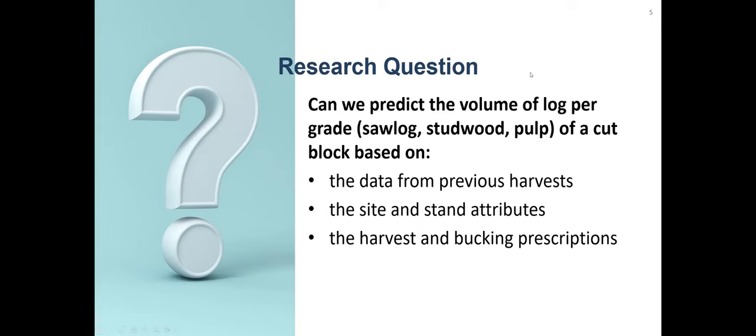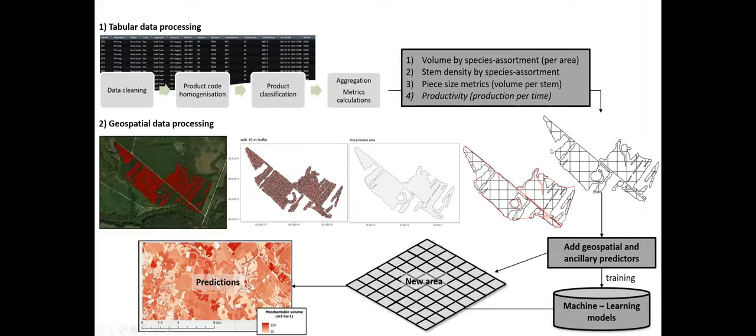So for this proof of concept, what we're trying to do is develop predictive models on volumes of logs or certain log characteristics that are based on our harvester data solely and then predicted from a suite of easily available geospatial predictors, ancillary predictors, or whatever source of data we can get our hands on that doesn't require going into the field. The data we are using came from a private company. We got data from 30 different contractors working for this company. All the data is from clear cuts in New Brunswick, or actually there was more than clear cuts, but we've subsetted to only work on clear cuts for this step of the project.